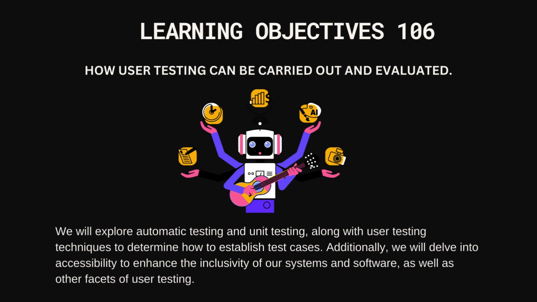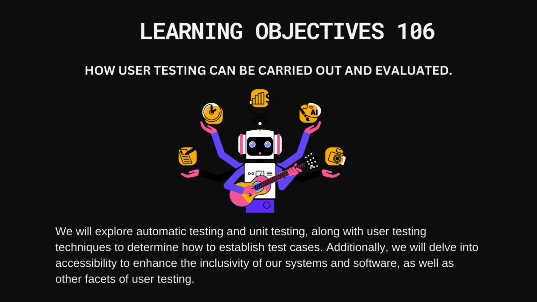Moving next, how user testing can be carried out and evaluated. So we'll explore automatic testing and unit testing along with user testing techniques to determine how to establish test cases. We will also dig deeper into how systems and software take advantage of user testing to build programs that are useful. So these are the six objectives.